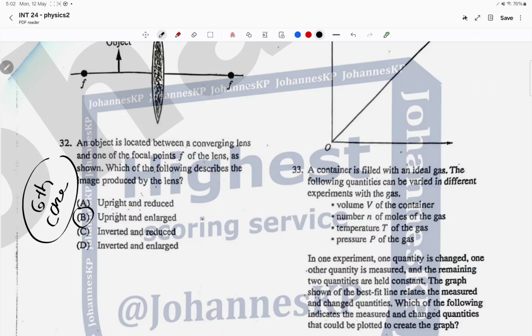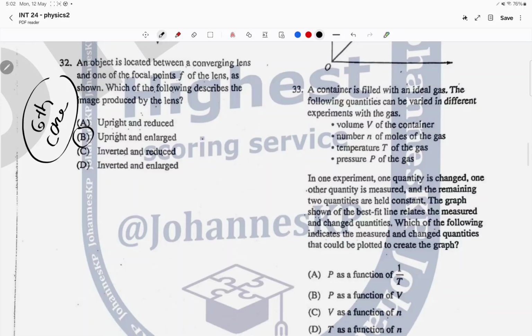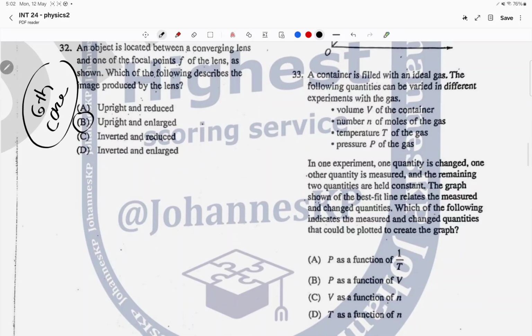33. A container is full of an ideal gas. The following can be varied. You want to get a graph, right? A best fit line. So a best fit line basically means something like this. That means you're looking for a direct relationship. PV is equal to nRT. So if you plot P versus T, you get direct. But if you plot P versus 1 over T, you get inverse.